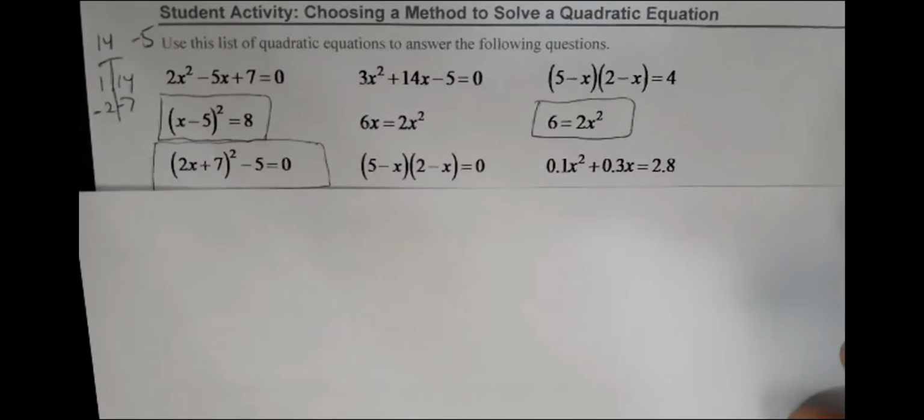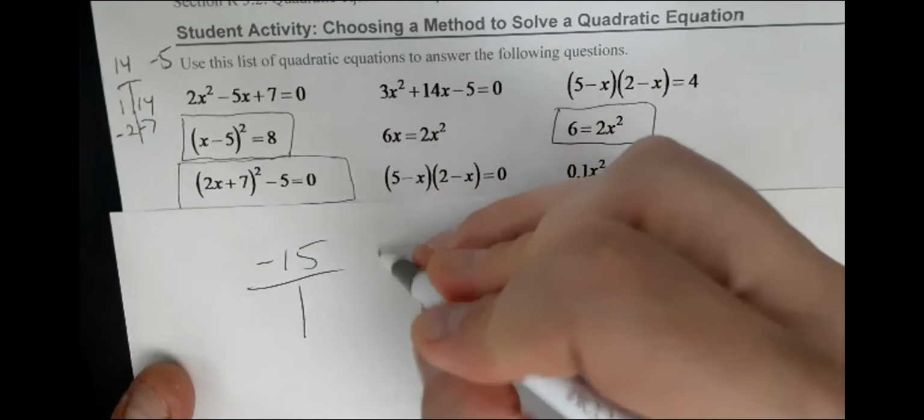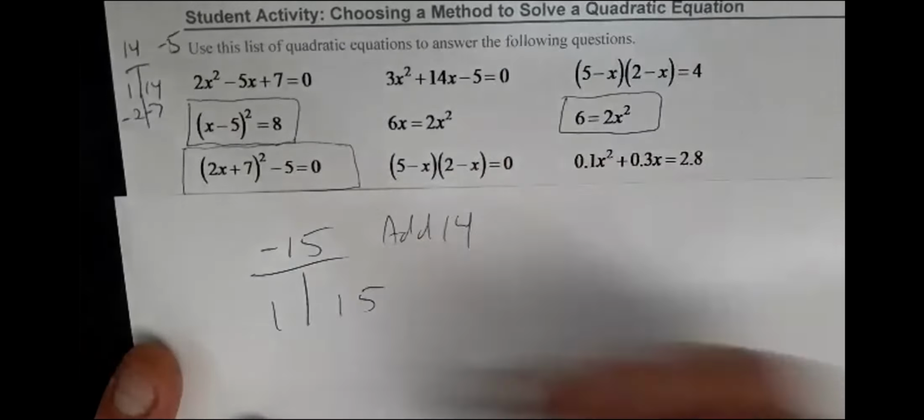The next thing that we're looking at is factoring. Can we factor things? So here, do I have something that multiplies to minus 15 and adds to 14? And 1 and 15 would be what? Minus 1.